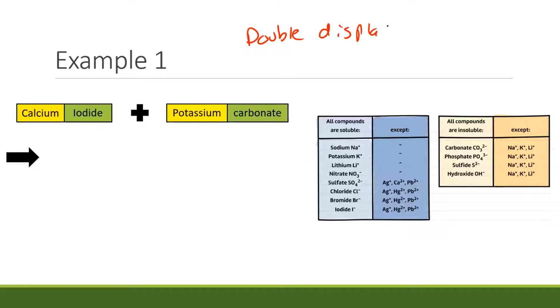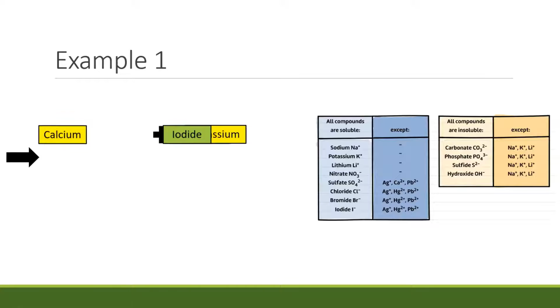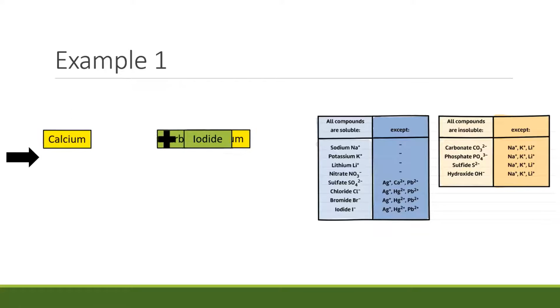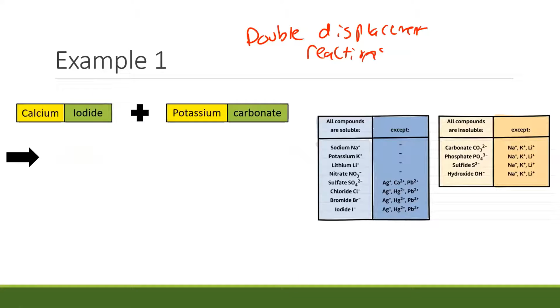Why is it called double displacement? Because both of them are swapping partners. The calcium swaps partners with the potassium. You can see that by watching the calcium and potassium go down, while the carbonate and iodide slide across. And how do you check if this is a precipitate reaction?